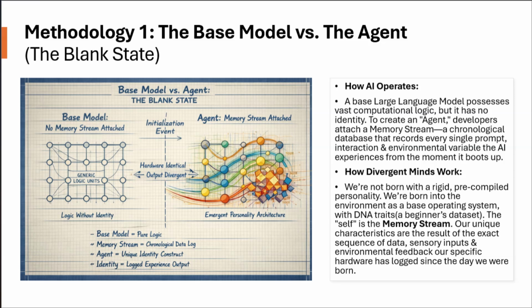How divergent minds work. We're not born with a rigid, precompiled personality. We're born into the environment as a base operating system, with DNA traits as a beginner's dataset. The self is the memory stream. Our unique characteristics are the result of the exact sequence of data, sensory inputs, and environmental feedback our specific hardware has logged since the day we were born.